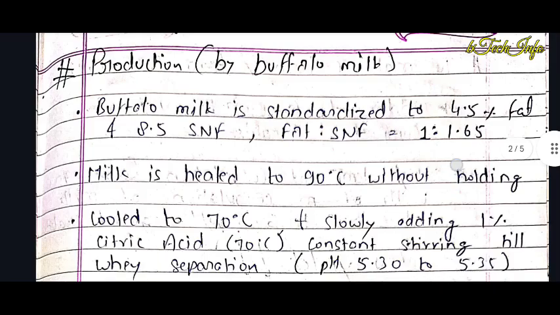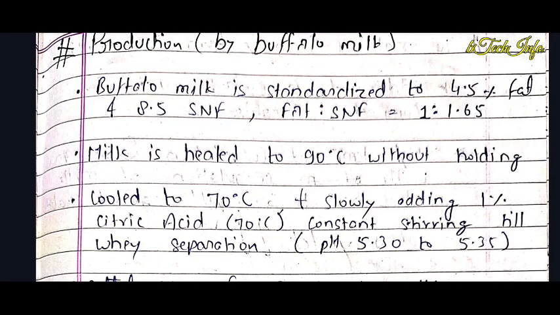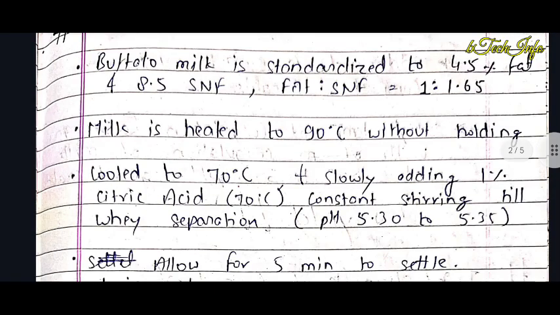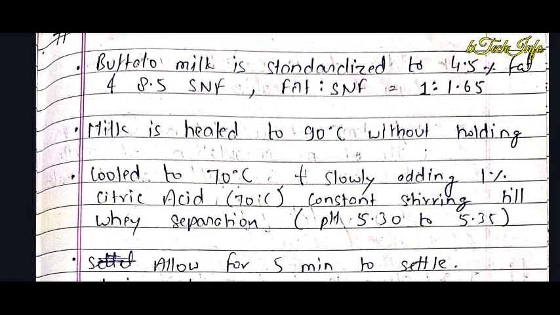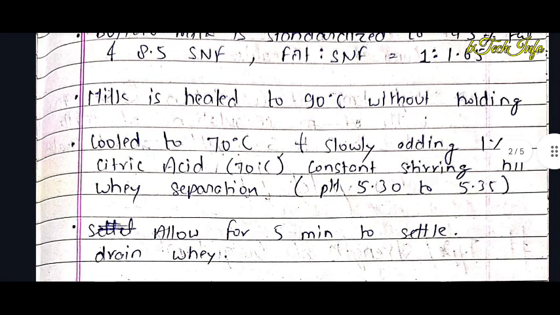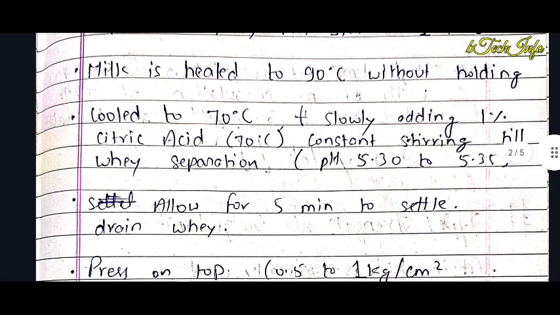First, by the buffalo milk. Buffalo milk is standardized to 4.5% fat and 8.5% SNF, and the ratio should be 1:1.65. It is very important. Milk is heated to 90 degrees Celsius without holding, and the milk is cooled to 70 degrees Celsius, and slowly adding the 1% citric acid at 70 degrees Celsius, and we do the constant stirring till the whey separation, and pH should be about 5.3 to 5.35.